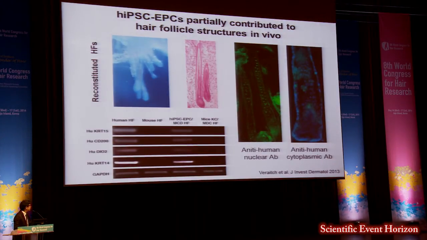Interestingly, after 2 or 3 weeks, we can observe the hair follicle structure like this, and those hair follicle structures express the human-specific cell markers, and as you can see, express the human bulge markers or K14 gene expression. This is a positive control. This is a hybrid hair follicle obtained from iPSCs, suggesting that at least partially human iPS cell-derived epithelial components can contribute to the hair follicle structure in vivo.